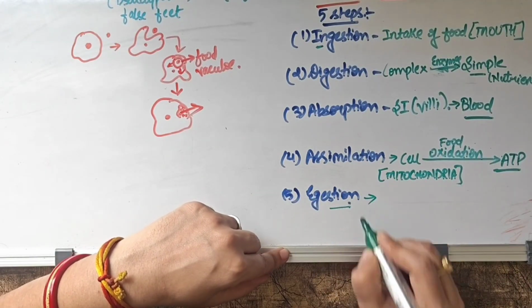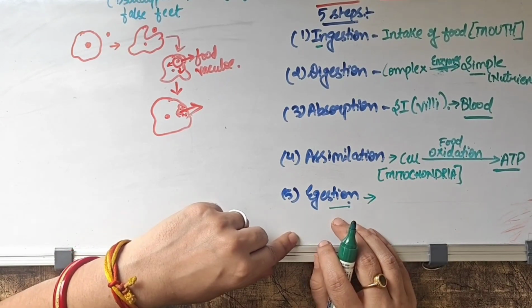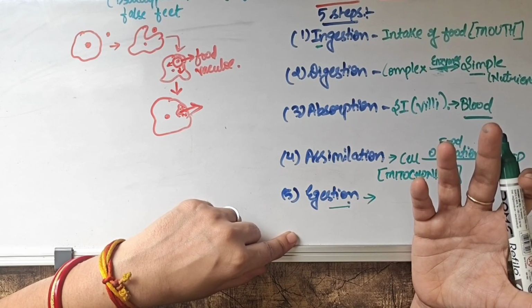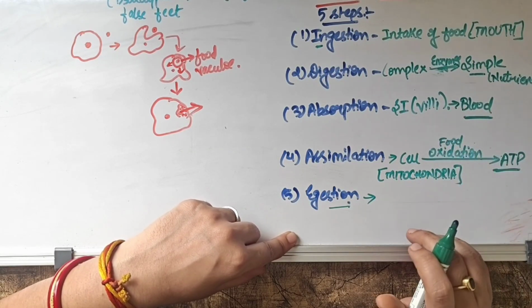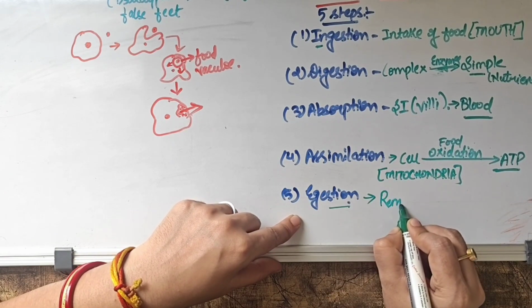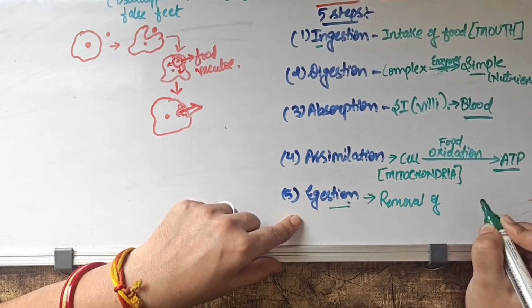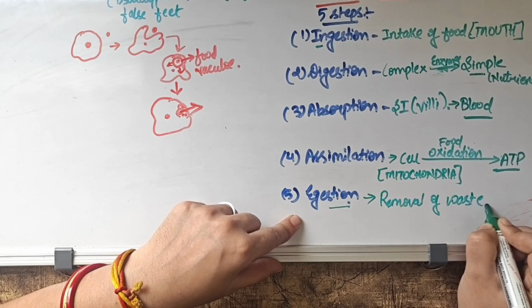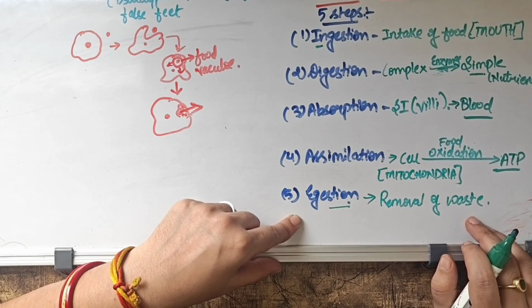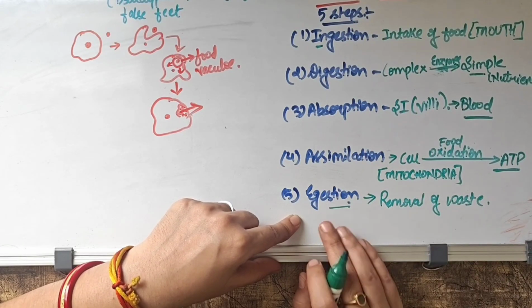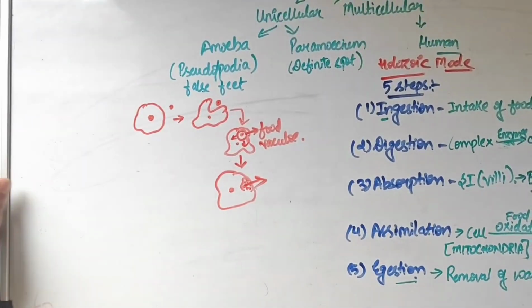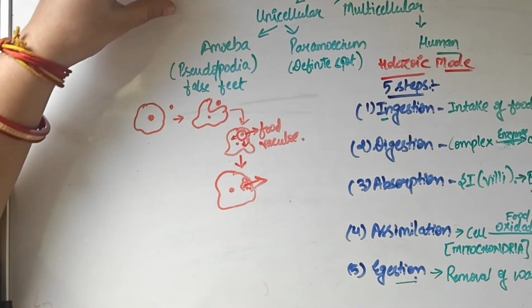Then what would be the last step of digestion? I think you would think by now, whenever we are eating food, your body is not using your food entirely. There will be a lot of waste generated in your body, and the removal of your waste, the solid waste mainly, because here we are talking about the solid food that we are eating, right? So the removal of the solid waste which is generated in your body is known as egestion, correct?